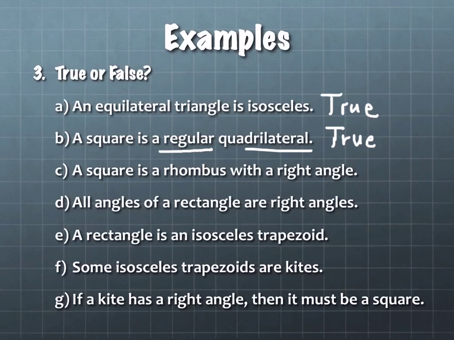All right, a square is a rhombus with a right angle. So there's two pieces here, right? The fact that it's a rhombus and the fact that it has a right angle. So is a square a rhombus? Yes, because it has 4 congruent sides, right? Does it have a right angle? Yes. So is this true or false? True. Also true.